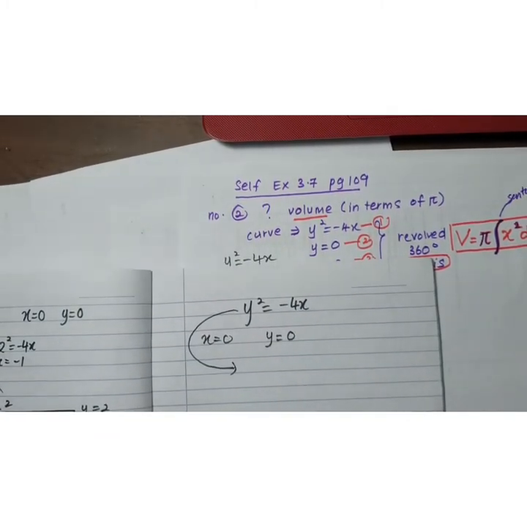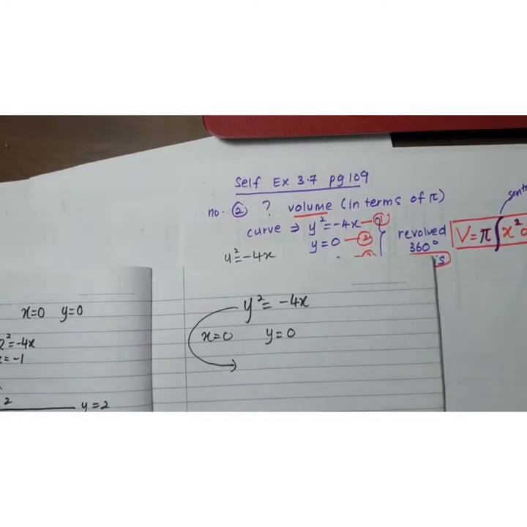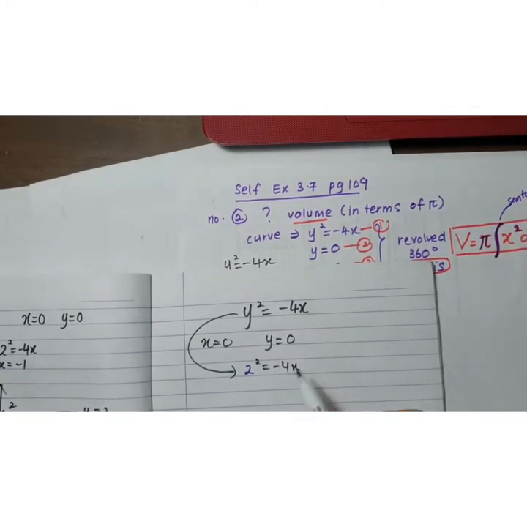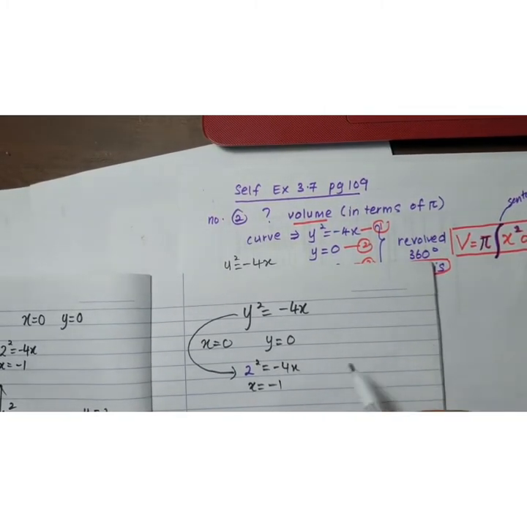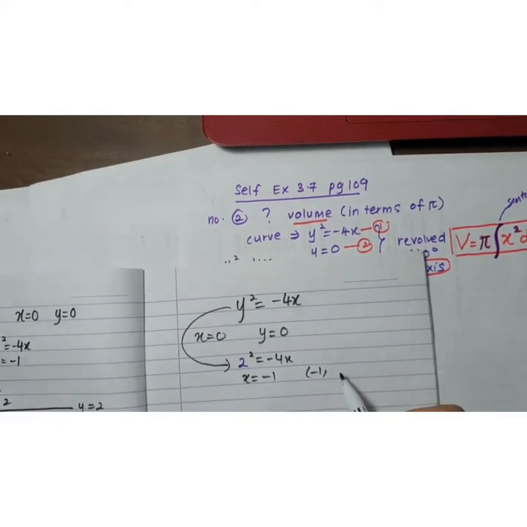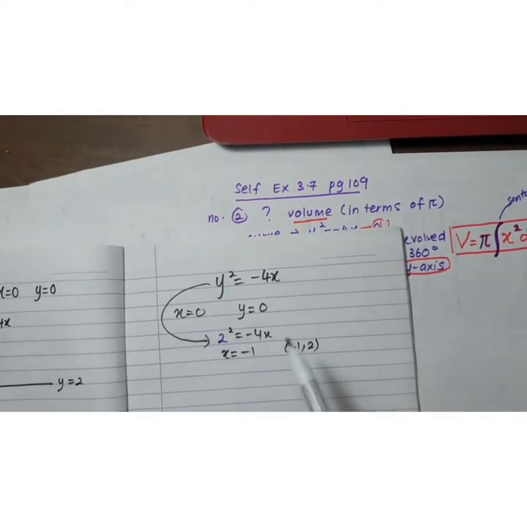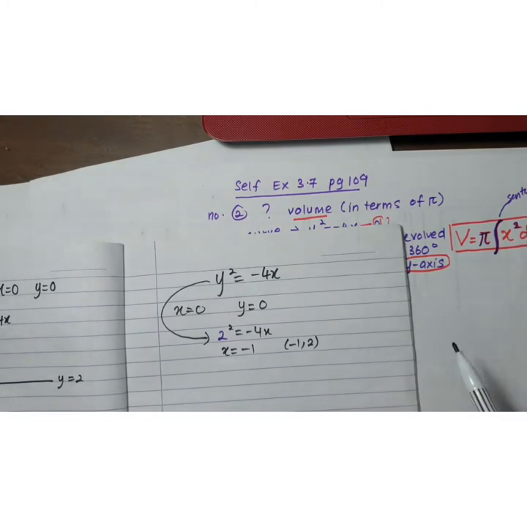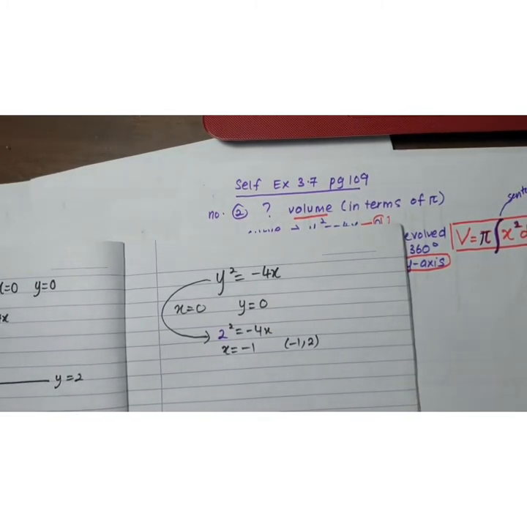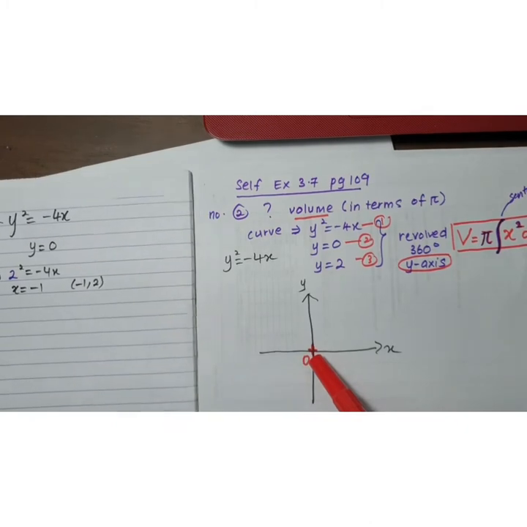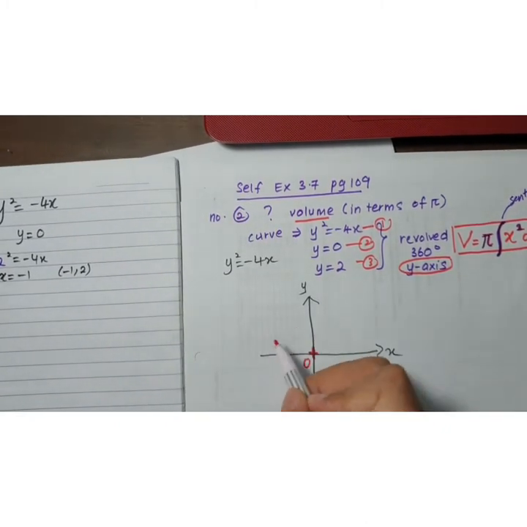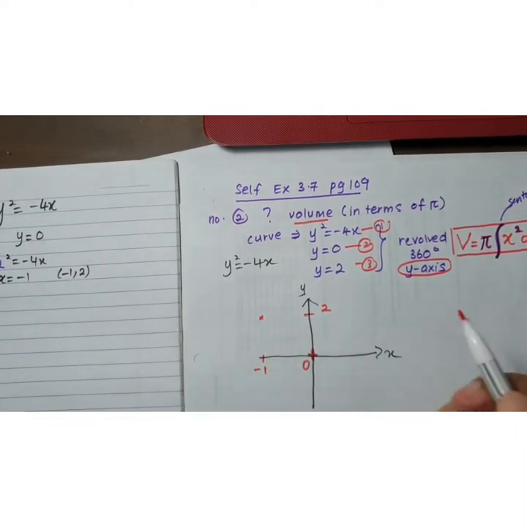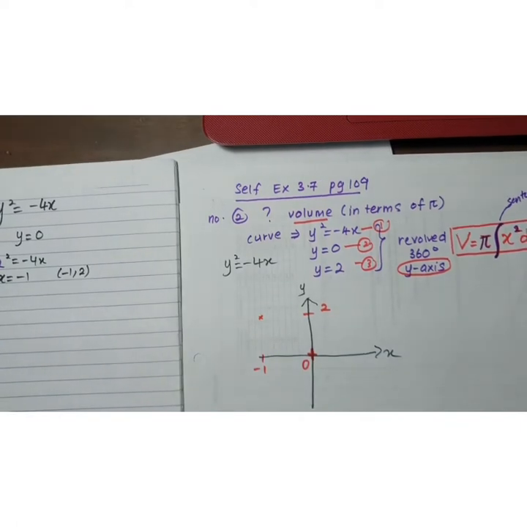Substitute y equals 2 in this equation. If you substitute y as 2, you will get x equal to negative 1. So you have the coordinate negative 1, 2. Since we substitute y equals 2, x you get negative 1. So mark the point. You have 0, 0 here, and then one more, negative 1, 2. Now you join the two points.